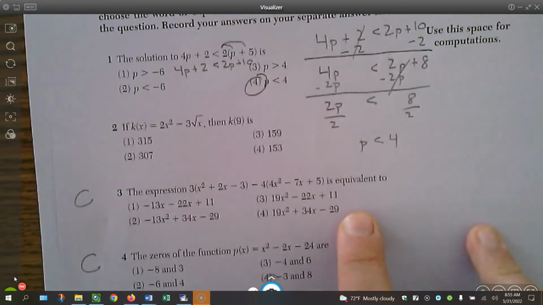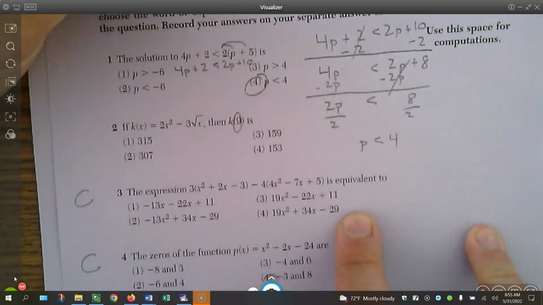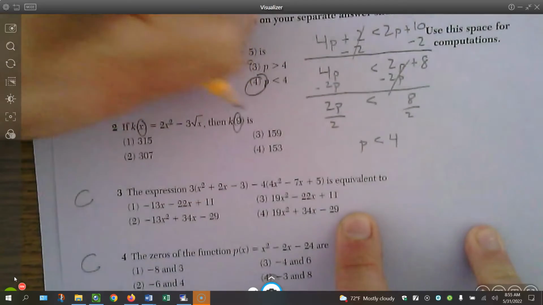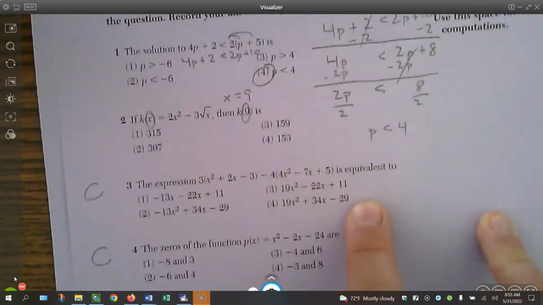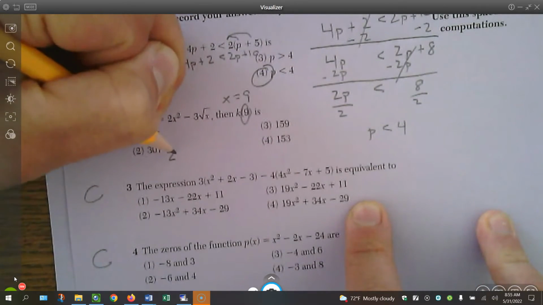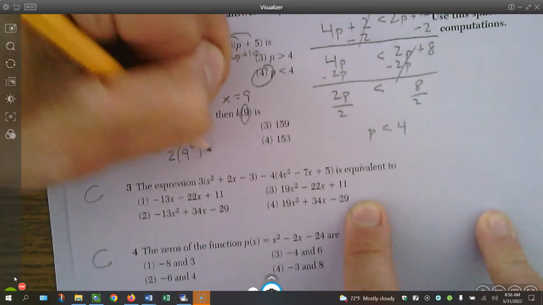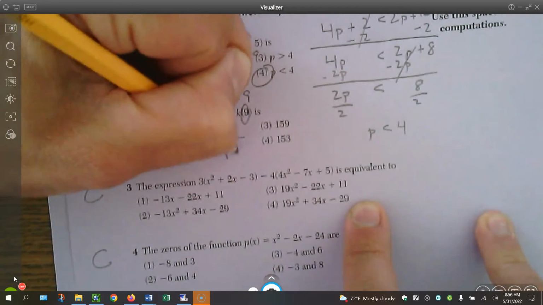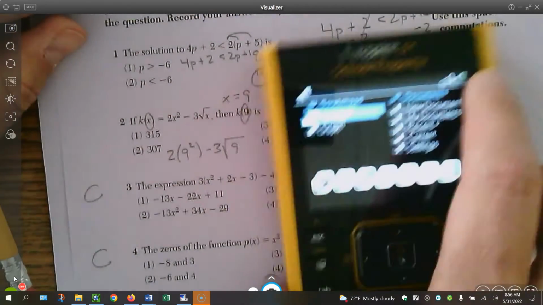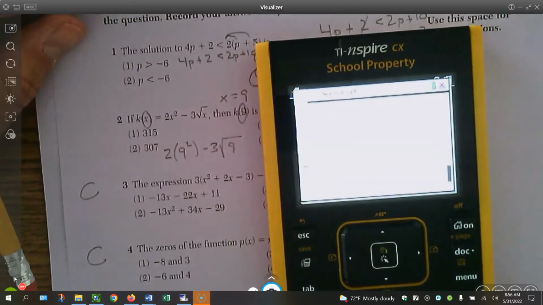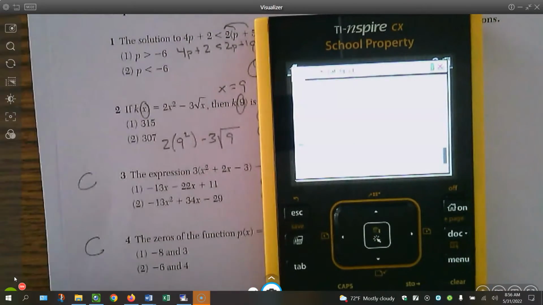Okay, question 2. This 9 is in parentheses. The x is in parentheses. This means x is equal to 9. So this becomes 2 times 9 squared minus 3 times the square root of 9. So I'm just going to come over here to my calculator and plug this in.